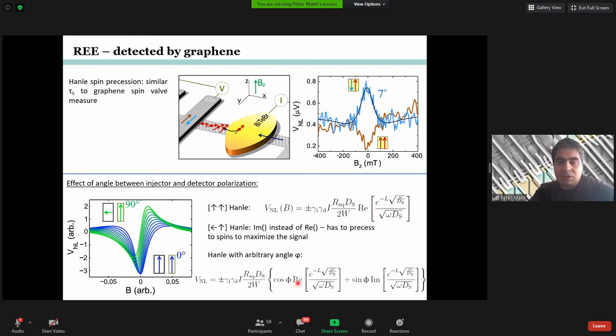So here what you see is the curve which we have used for fitting, which contains the angle between them, polarizations, current, resistance of the graphene, and this is the precession term. And from this we obtained a 7-degree rotation.